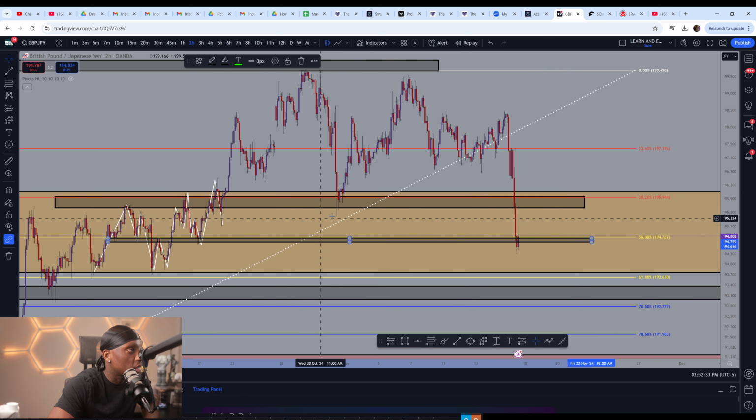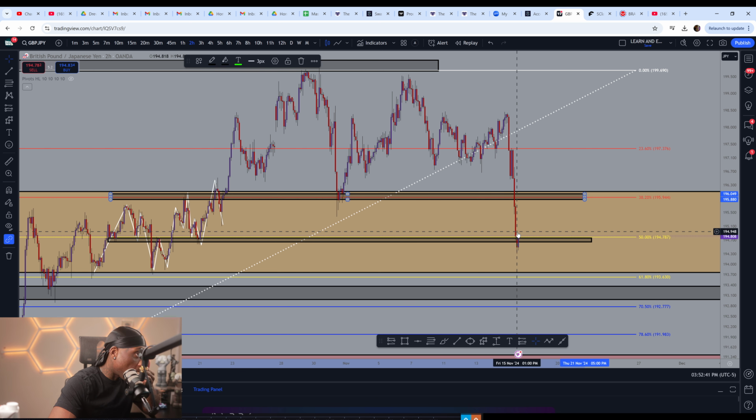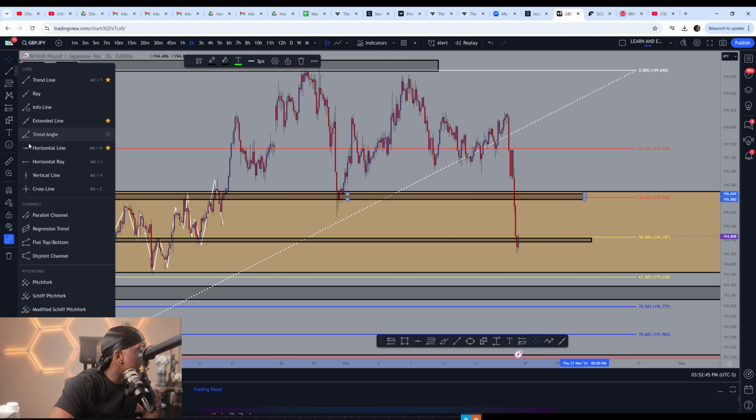This is the only area that I see within here that makes sense. And then looking at this body of range, I can see that here we have another body to wick area from right here. So I'm thinking that we should be good for the longs as long as price respects it.